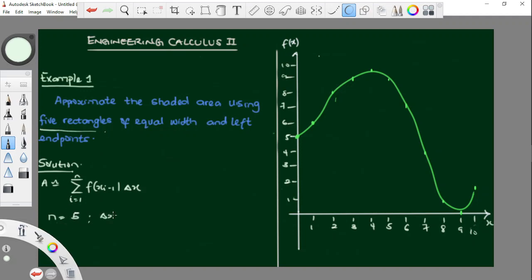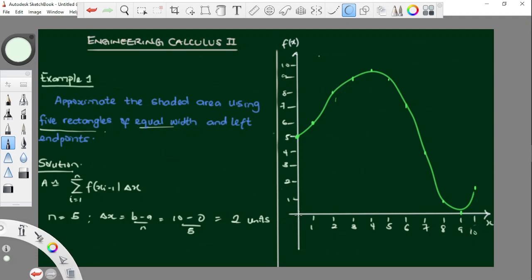What about our delta x? Since they are to be of equal width, we have to get the distance, the interval, and divide it by the number of rectangles, right? So it's going to be b minus a all over n. In this case, our b is the right interval point, which is 10. Our a is the first one, which is 0. And our number of rectangles is 5. So that gives us 2 units. So our delta x is 2 units each, so our rectangles have a width of 2 units.